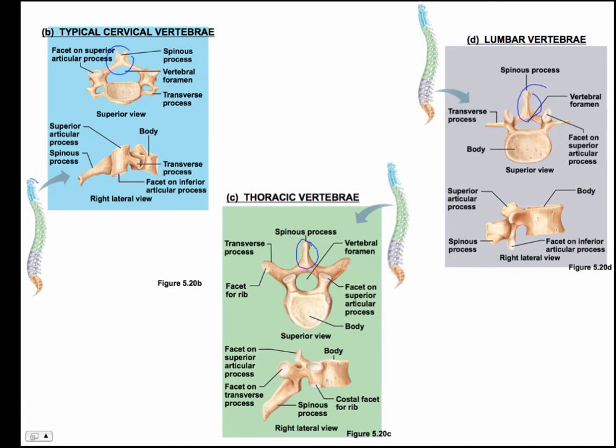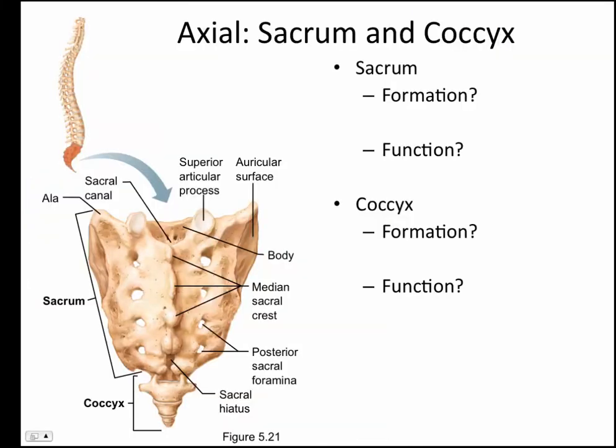However, what you should know are the different regions itself, and also the number of vertebra in each region. Okay, so that's really all I'm going to quiz you on. Now, moving on to the sacrum and the coccyx, also part of our axial skeleton. So sacrum being composed of those 5 fused bones, and here's our coccyx.